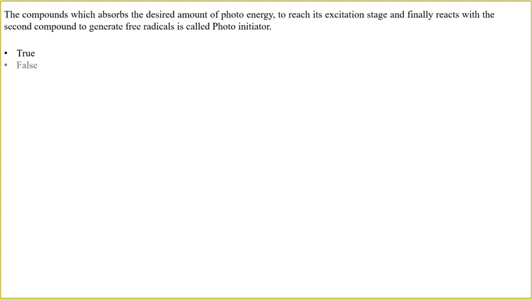So this is not correct because the correct term for this is the compound which absorbs desired amount of energy and gets excited to generate free radicals is called a photosensitizer. So these are not called photoinitiators, they are called photosensitizers. So the desired amount of photo energy is absorbed by the photosensitizer and it starts generating the free radicals. So this statement is false because it's not called photoinitiator, it is a photosensitizer.